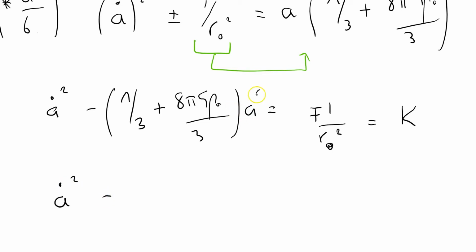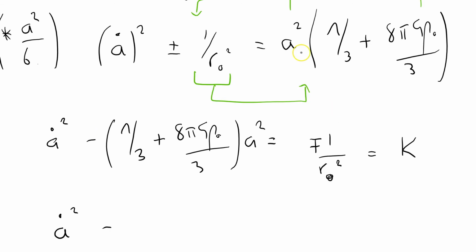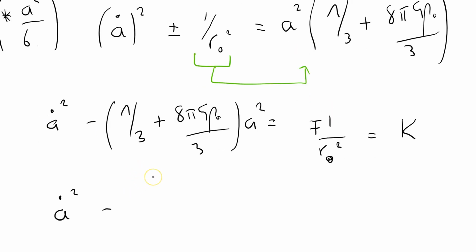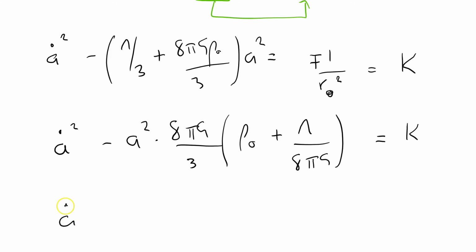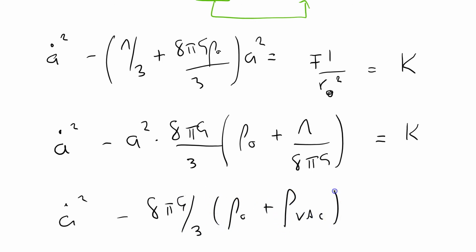And then I'm just going to do a little bit of fiddling with this. Minus, oh, there's an a squared. It's easy to forget that. Yes, I've forgotten the a squared there. Minus, now then, let's get this right. We've got a squared times 8 pi G over 3 into rho 0 plus cosmological constant over 8 pi G, which equals k. So it's a dot squared minus 8 pi G over 3 into rho 0 plus rho vacuum times a squared equals k.